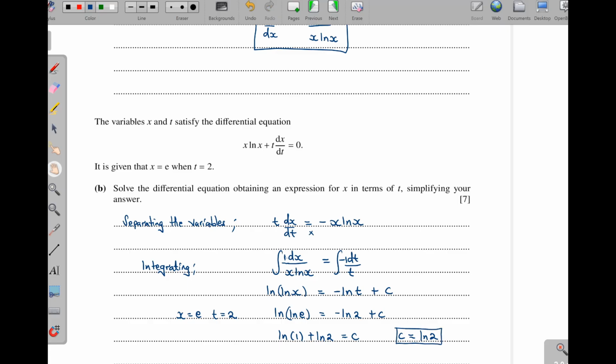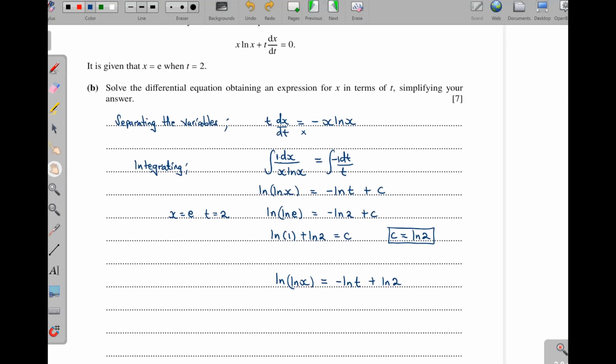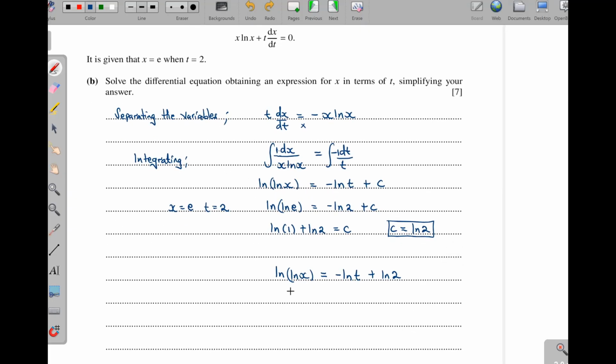That means the particular solution here is going to be natural log of the natural log of x. Then this one will be equal to negative natural log of t, and then plus the natural log of 2. They said we obtain an expression for x in terms of t. So we can eliminate these logarithms. Okay. How can we do this?